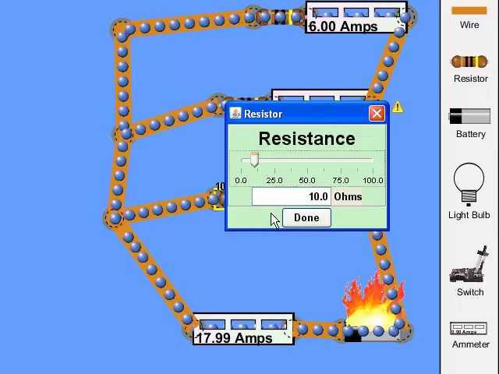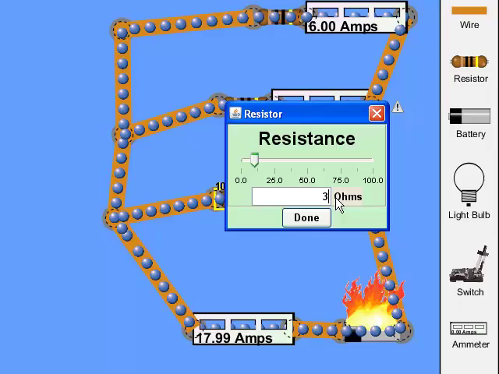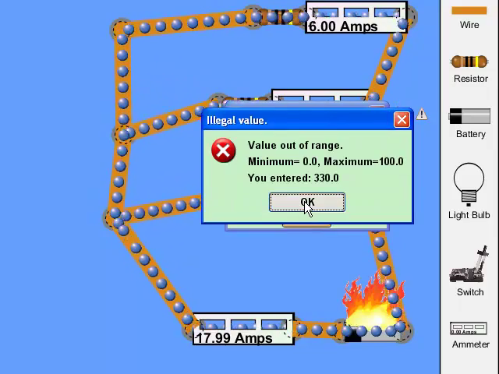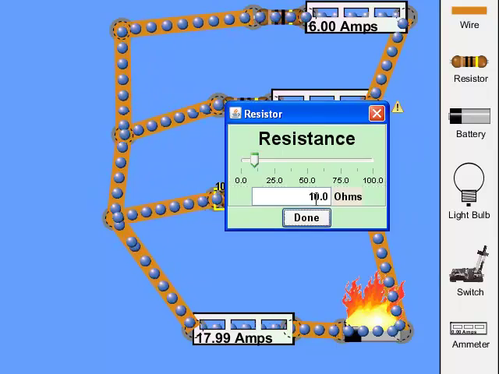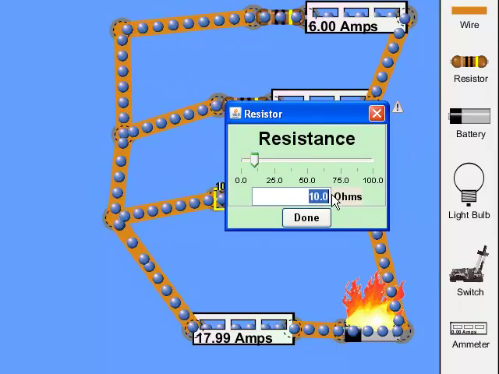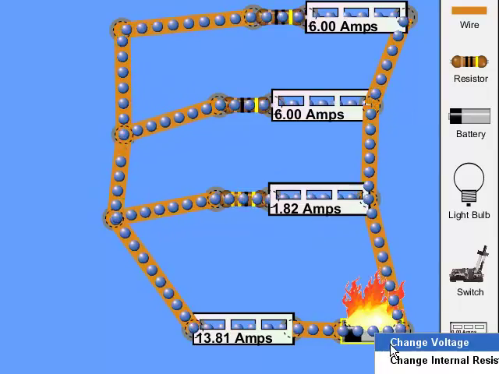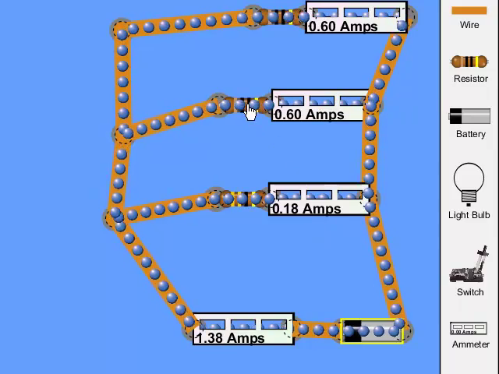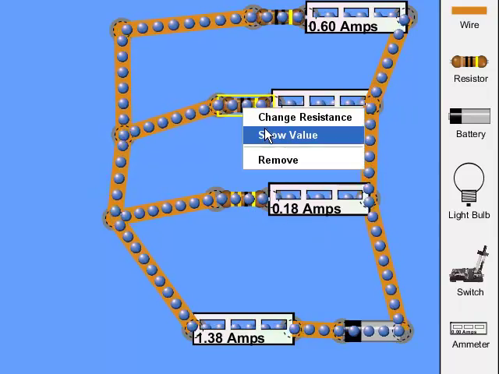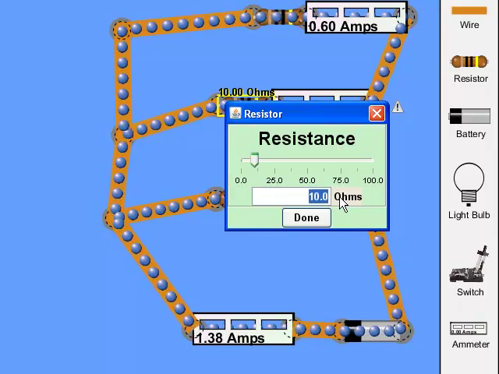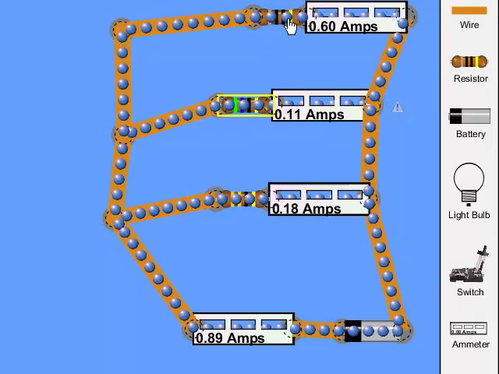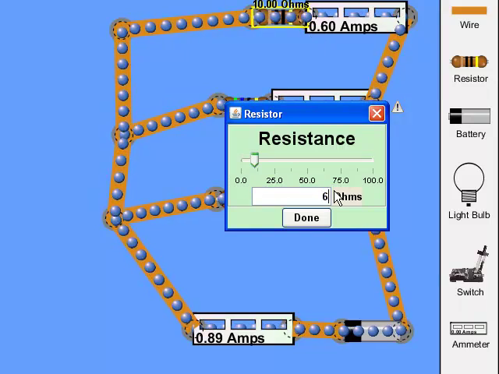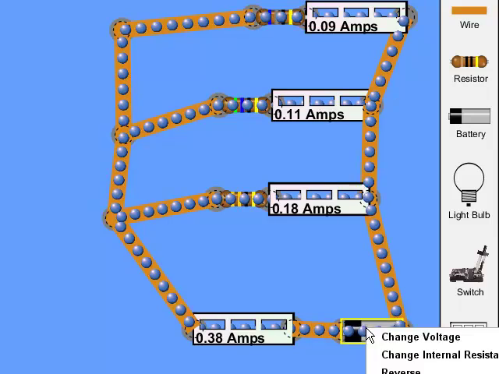Whoa! Okay. That doesn't look good. My battery in flames. Oh no. Oh, that's a bummer. I didn't realize that. Did you just see that? In this applet, I can only go between 0 and 100 ohms. So I have to fake this here a little bit. You'll see in a moment.